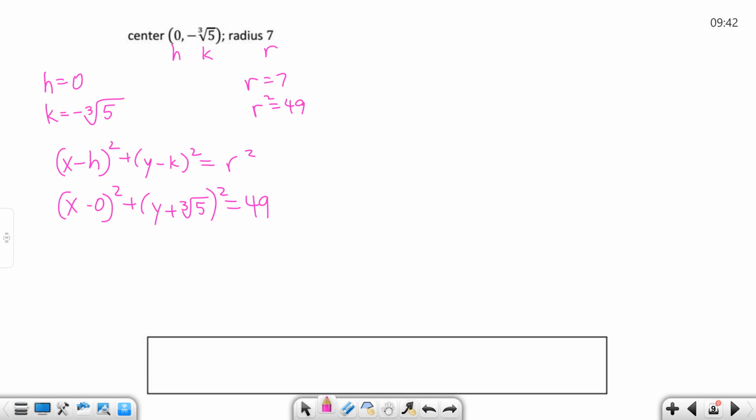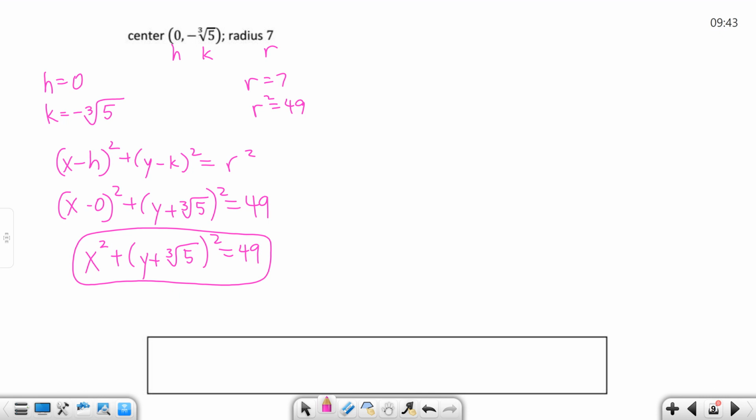So then really I don't want x minus 0. I want to simplify that to x squared, right? So let me just not slash through that. But anyway, that becomes x. So x squared plus y plus the cube root of 5 squared equals 49. And there's your final answer.